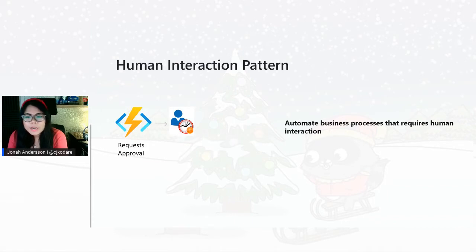The next one is the human interaction pattern. You may have a use case in which you need to automate a business process that requires human interaction. One typical example is an approval workflow, in which, for example, you ask for approval from a person in your organization, maybe HR, and probably that person is on vacation somewhere at a certain time of the month. To automate that business process, you can have both an external event, which is the response from that person, and a durable timer.